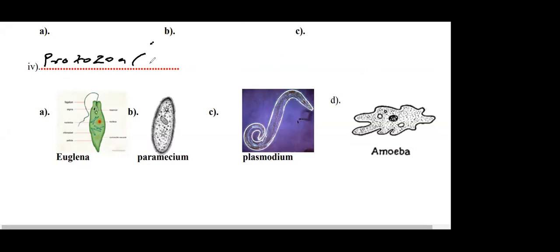Now this Protozoa, right, domain Eukarya. What is the domain? Eukarya. To which domain does it belong? Eukaryotic domain. And what is the kingdom? Kingdom Protista. For any group you should know to which domain and which kingdom it belongs. Kingdom Protista.